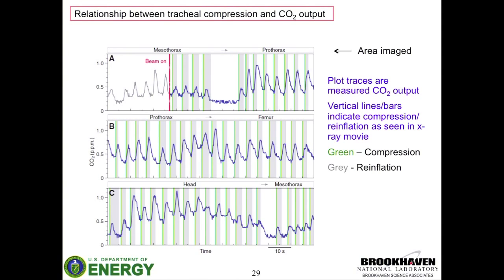And what you see here is very, very clear: every compression is associated with a spike in CO2, okay? So this proves that this tracheal compression has a respiratory function, okay? And this is totally new, okay?